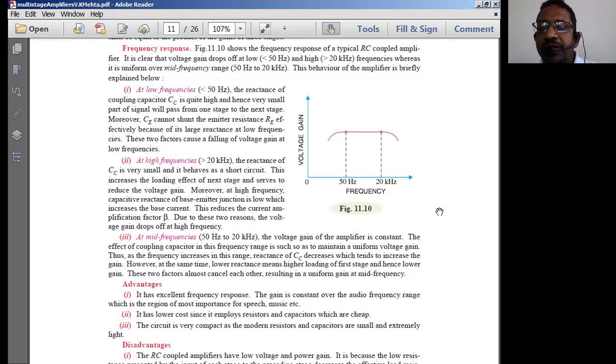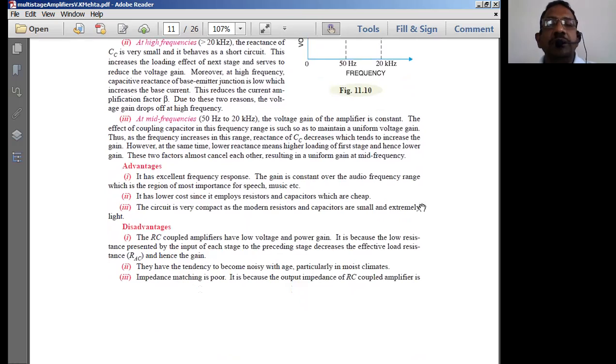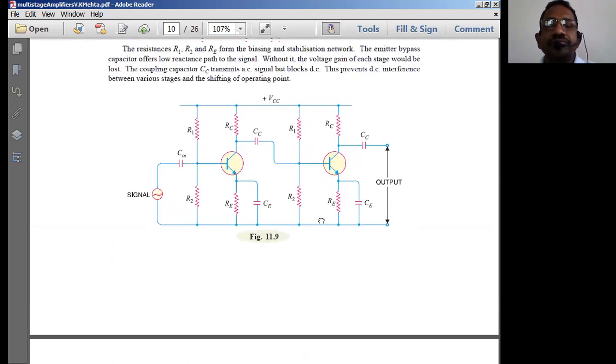What is fidelity? Fidelity is nothing but the maximum output received by the receiver over a range of frequencies. So in this range, the circuit is normally going to deliver maximum power into the load. That is what is called high fidelity. So high fidelity is normally achieved because of this particular RC coupled amplifier stage.